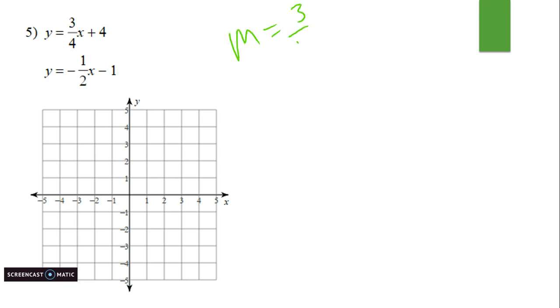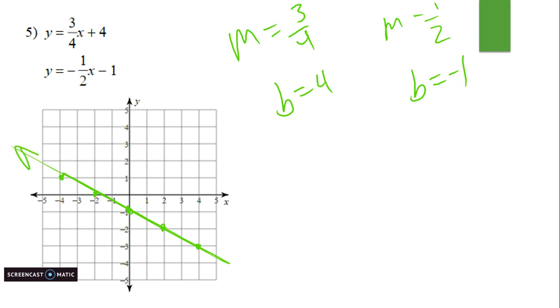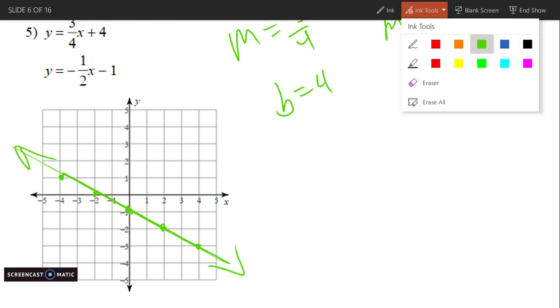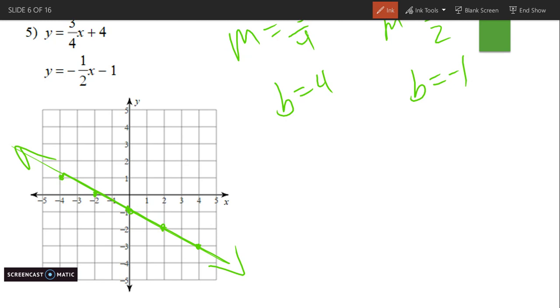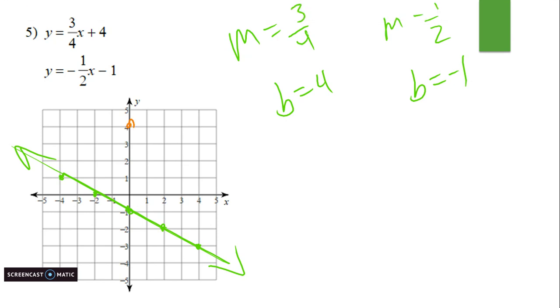Slope is 3/4. Y-intercept is 4. Slope is -1 over 2. Y-intercept is -1. Up 1 over 2. Down 1 over 2. I'm just going to graph the line for now. And then y-intercept of 4. Down 3 over 4. Intersecting right through there. And we're good to go.